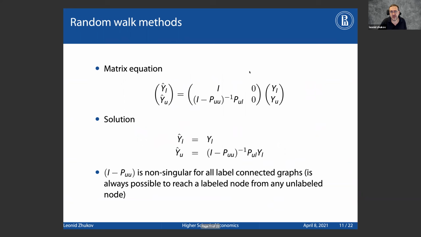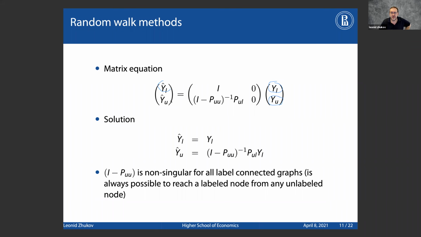Why am I doing all this? Well, because then it's actually very easy to see the result. If I think about this random walk and look into this matrix equation, on the right-hand side I have initial values of labeled nodes and an initial value of unlabeled nodes. You can think about this as the probability of a node having a certain label.